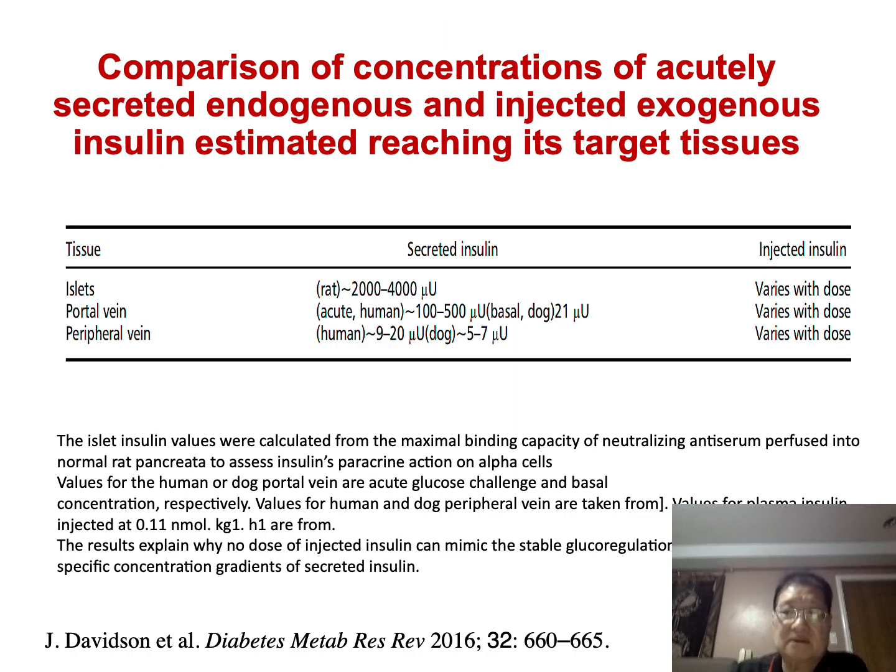Here are some of the published data looking at the level of insulin at different tissues. Highest at the islet and diminishing as it reaches the portal vein and the peripheral vein, while the injected insulin varies with the dose given.